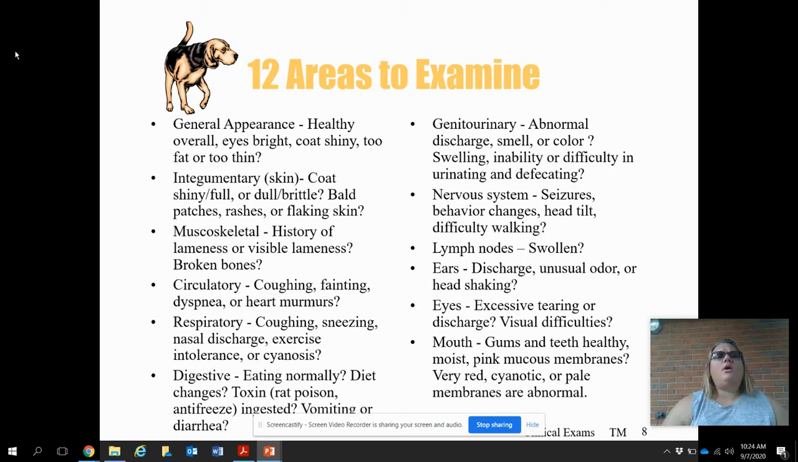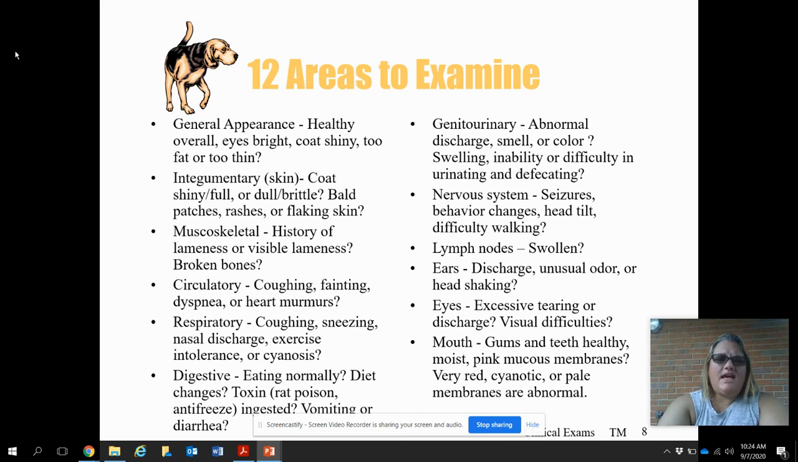Here are the 12 areas that we examine every time we see an animal. So, their general appearance. Do they seem healthy overall? Bright eyes, the coat. You put your hands through the coat in both directions to look at the skin. So you want to feel the coat and then go back to look at the skin, looking for any bite marks, maybe from fleas or flea dirt. That's the poop from the fleas. And you also are feeling for the ribs and stuff: is this animal too fat or too skinny?